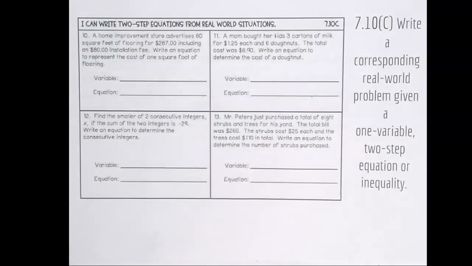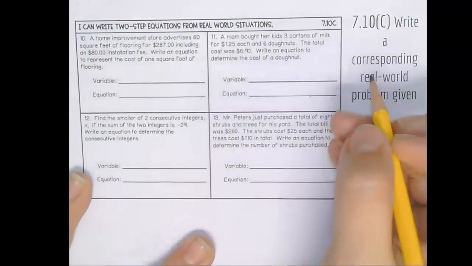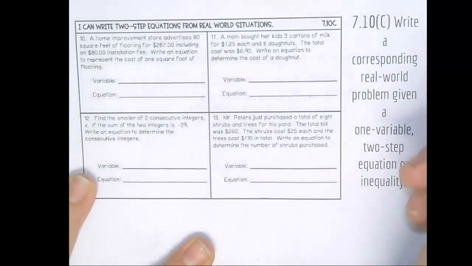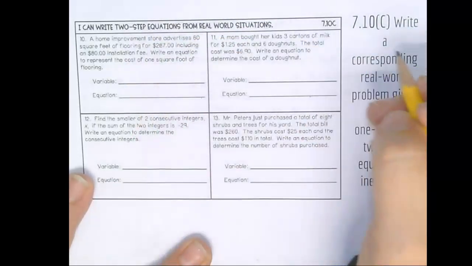So for number 10, a home improvement store advertises 60 square feet of flooring for $287, including an $80 installation fee. Write an equation to represent the cost of 1 square foot of flooring. All right, so let's talk about what we know. We know that they have 60 square feet of flooring for $287 with an $80 installation fee, okay?